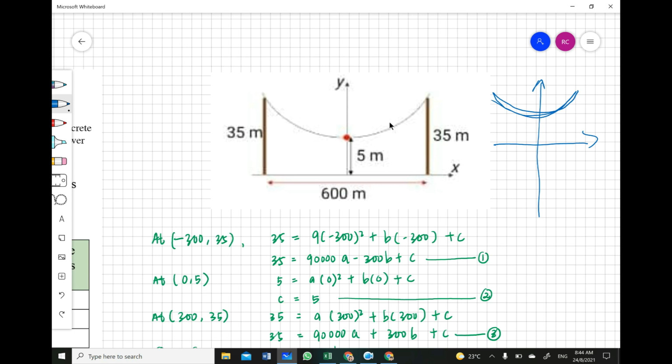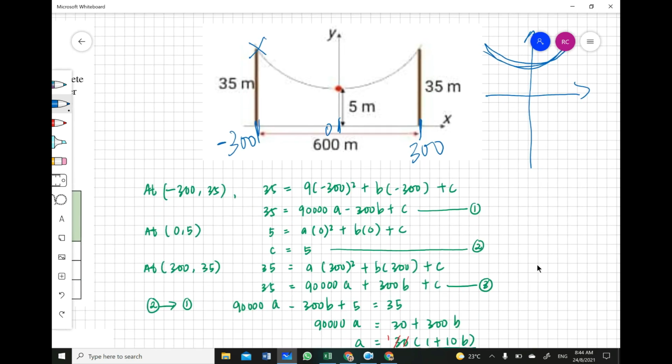Therefore, the first point that I'm going to get is negative 335, this point here. It becomes a negative now. And then the one in the middle is 0, 5. And the right here is 305. Why 300? Because 600 divided by 2. This part is a 0. This is 300, negative 300. Are you okay so far?